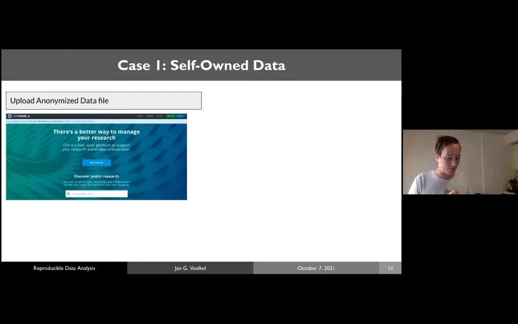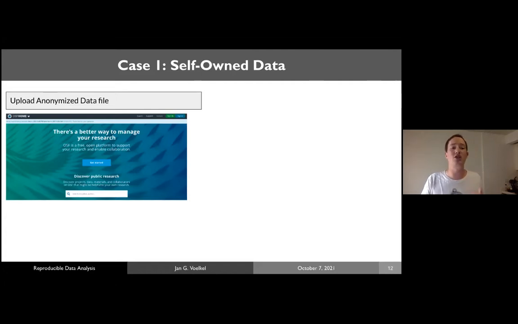Like for people like myself who conduct experiments, we usually collect data ourselves, and so we have the possibility of uploading that data set, for example, to the Open Science Framework. It is important here to make sure that you're not violating the agreement that you have with your participants, so that you make sure that you upload an anonymized data file to whatever repository you're using.